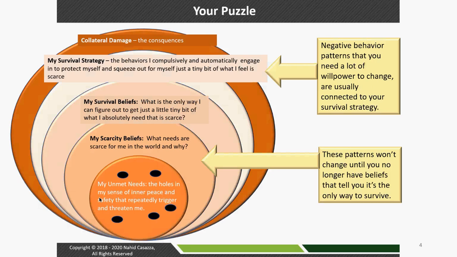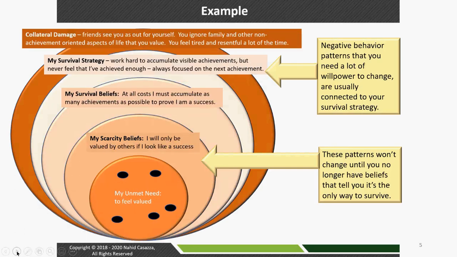But for the 8 of you that have your puzzle done, and for those of you that don't, this is what you have to look forward to. You're going to have a diagram that looks like this, but that talks about you and talks about unmet needs and identifies scarcity beliefs that lead to survival beliefs, that lead to survival strategies. And I have an example here. Let's say you've noticed that your unmet need is to be valued.